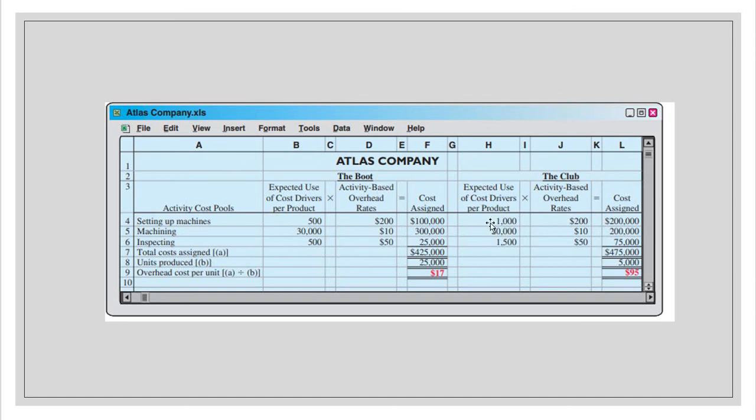Okay, so ito naman yung cost driver natin per product ng club. So dalawa yan ha. Tapos ang kanyang rate, then the cost assigned para malaman natin. Okay, so using all the formulas here, we have the overhead cost per unit ng unang product at ng pangalawang product na sa unang product is 17, then sa pangalawang product is 19.